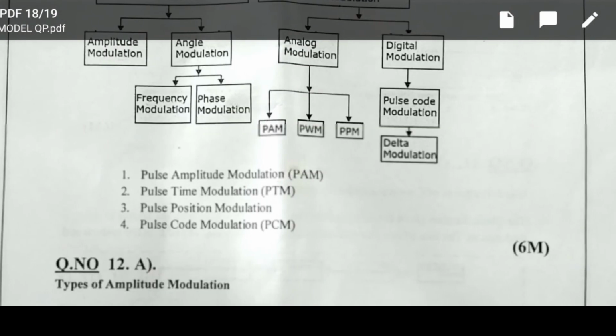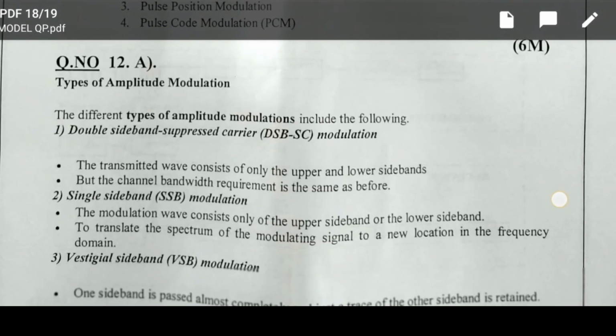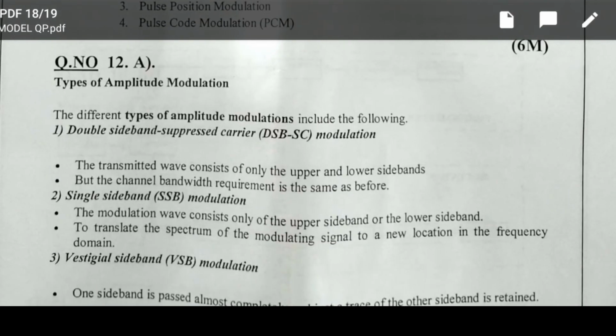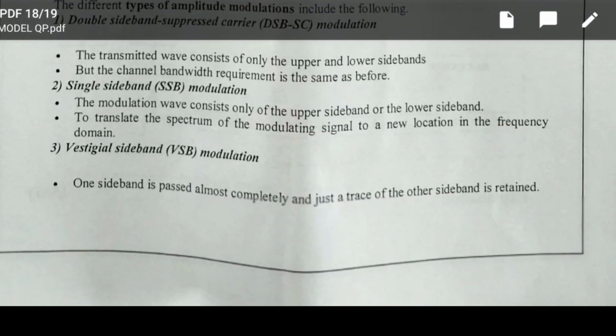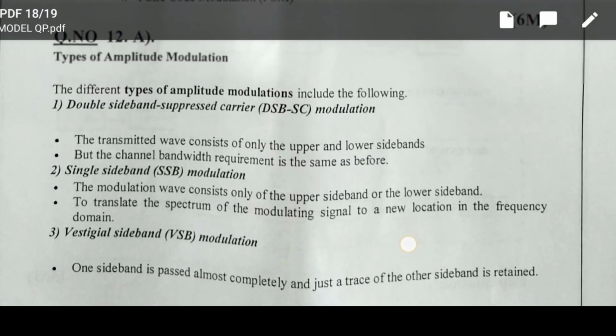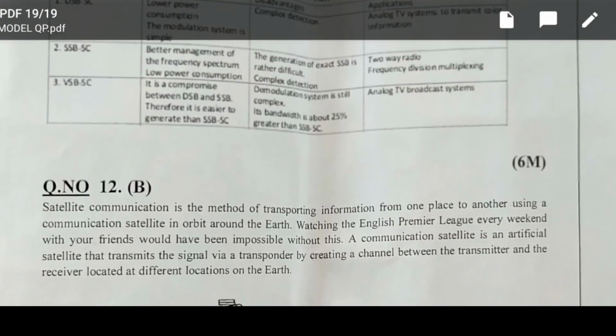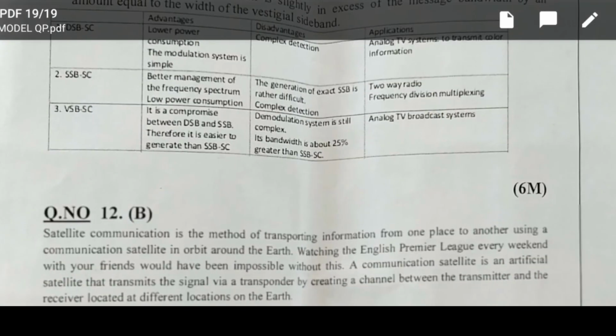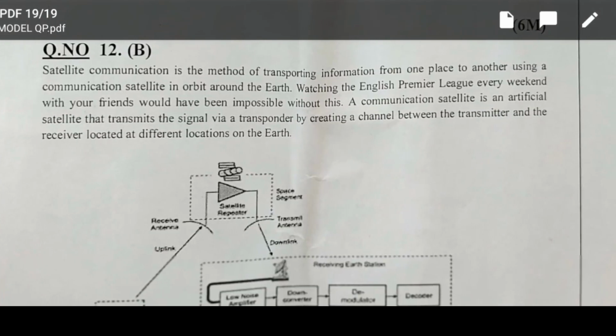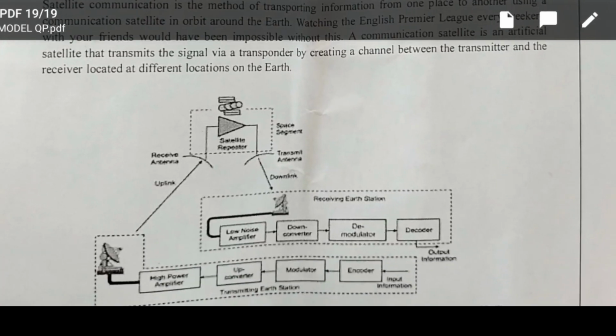Next, the 12th question is different types of amplitude modulation: SSB modulation, single sideband modulation, and next VSB modulation. These are questions related to the electronics part. Next, under the 12th question, B is satellite communication. What is the question? Satellite communication and diagram, like this.